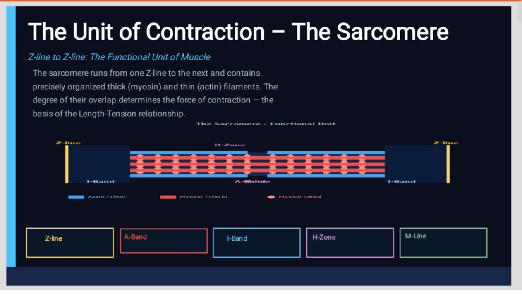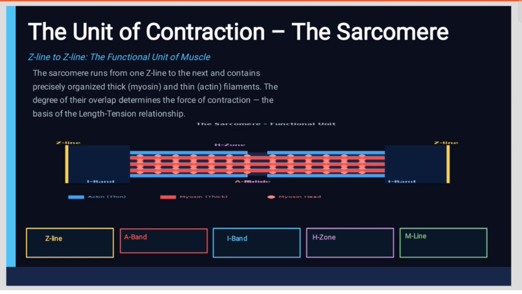The I band stands for isotropic. It is the lighter band and contains only the thin filament, which is actin, no myosin. The I band is bisected by the Z line. During the contraction, the I band shortens. The H zone is found in the center of the A band. It is the region where only myosin is present. Actin has not reached here during rest. When the muscle contracts, actin slides in and the H zone shrinks or disappears.